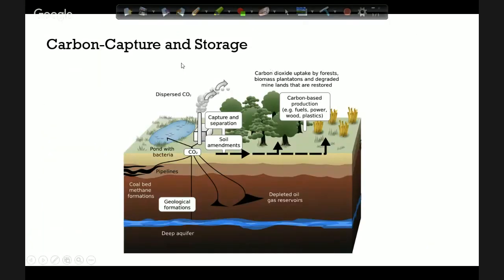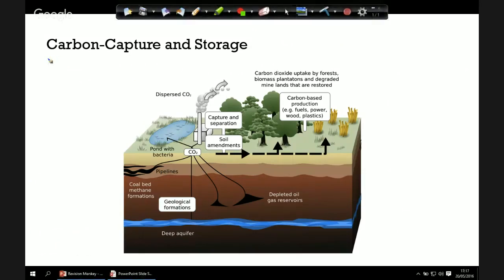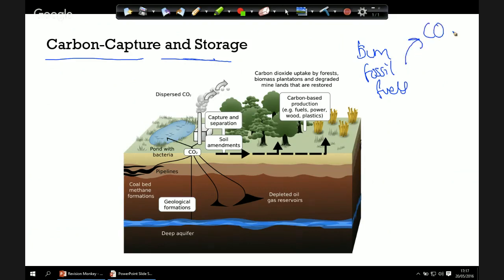Okay, one thing also that people tend to miss off their revision is carbon capture and storage. So this is the idea that when we burn lots of fossil fuels, so for example, coal or oil or gas, when we burn these, we are releasing CO2 into the atmosphere, and this is leading to global warming.